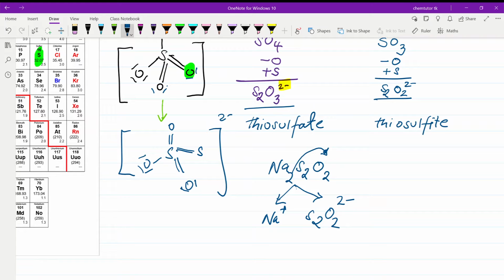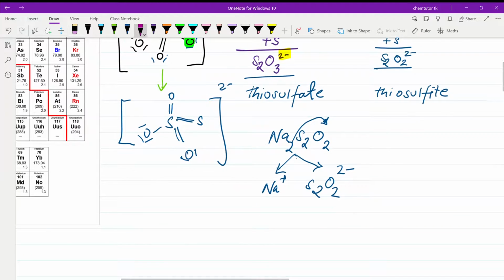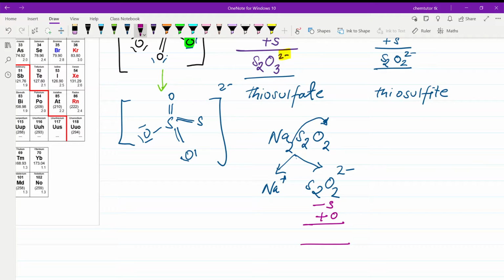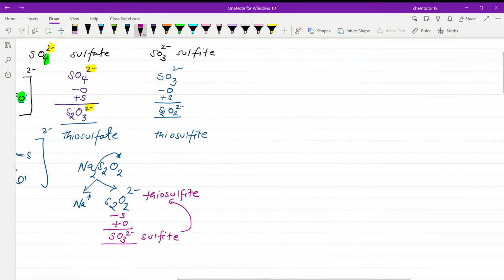Now you have to examine what this one is. It is difficult to see, so what you will do is the reverse operation. Take away sulfur and add the oxygen to see what was before. If you take away sulfur and add oxygen, it becomes SO3 2 minus. This is sulfite. Therefore, this one is thiosulfite. I hope you understand this one. We will try another example.